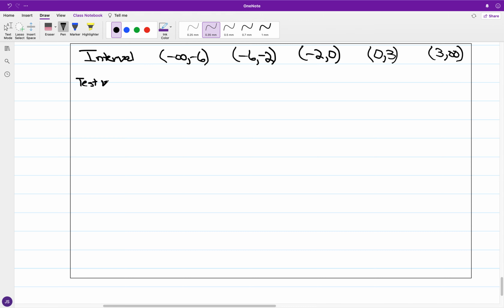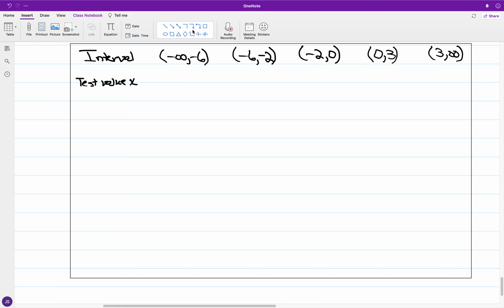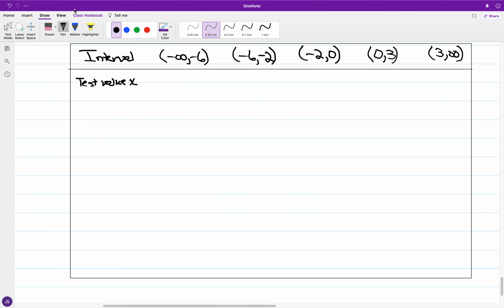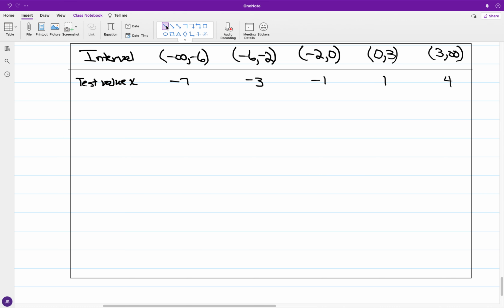And just for the test values that we can apply, for anything that is less than -6, I can go with -7. Between -6 and -2, I'll just go with -3. Between -2 and 0, if I still work with integers, I can only choose -1. And then between 0 and 3, I can go with 1. And anything greater than 3, I can just go with 4.